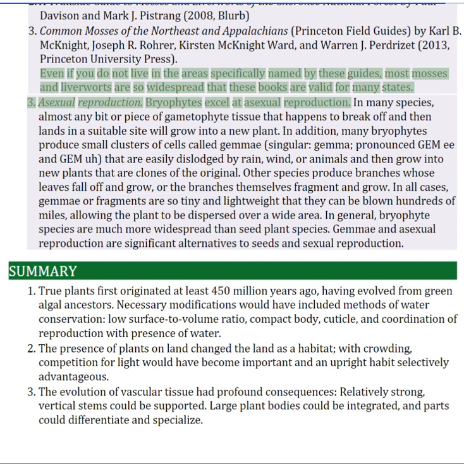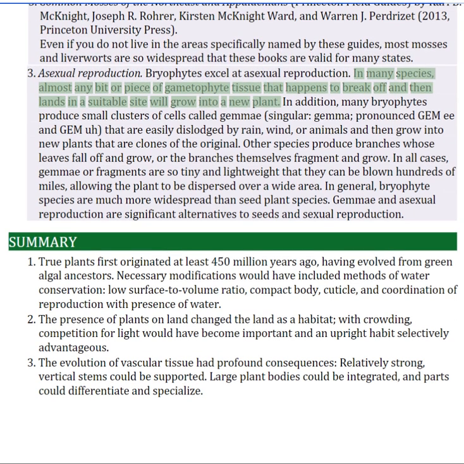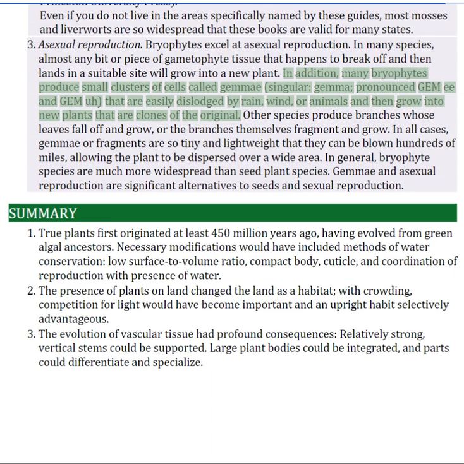3. Asexual reproduction. Bryophytes excel at asexual reproduction. In many species, almost any bit or piece of gametophyte tissue that happens to break off and then lands in a suitable site will grow into a new plant. In addition, many bryophytes produce small clusters of cells called gemmae that are easily dislodged by rain, wind, or animals and then grow into new plants that are clones of the original.